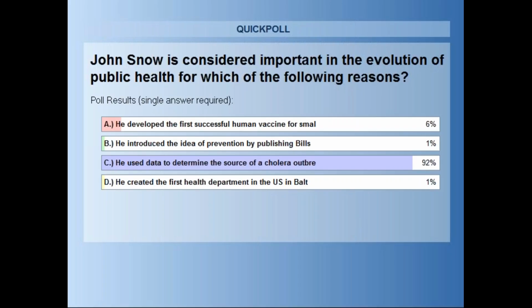But this is a good example of a question where the options are all real things. There was someone who developed a successful human vaccine for smallpox. There was someone who published bills of mortality. We already talked about that, John Grant. And the first health department in the United States was, in fact, in Maryland in the port city. So those are all real things.